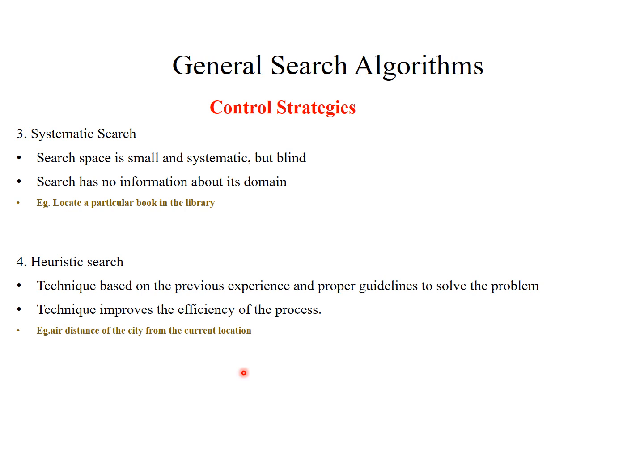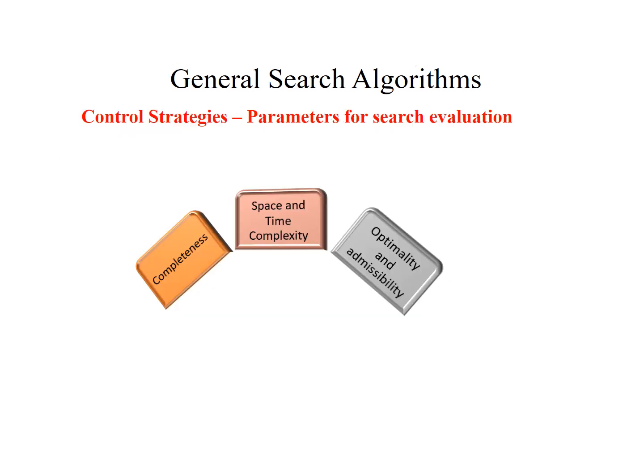The GPS uses heuristic search algorithms to estimate the time or distance of each potential route and selects the one that appears to be the most promising, and it is based on some criteria which may include shortest distance, fastest time, and least traffic congestion.